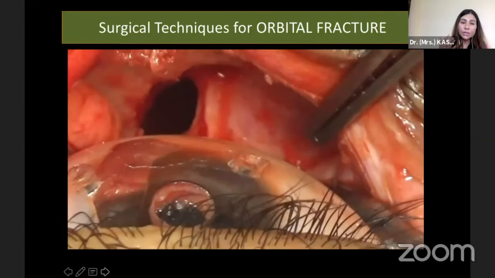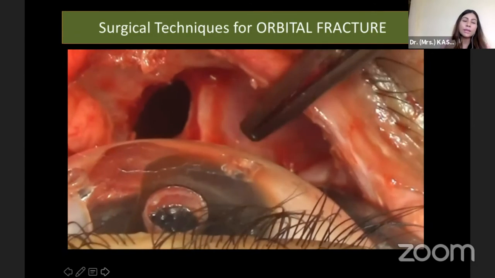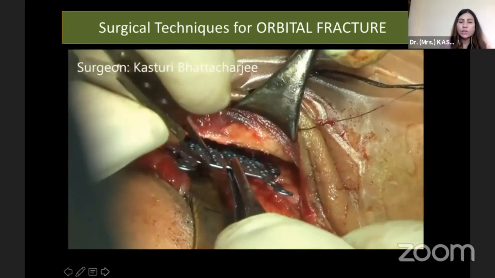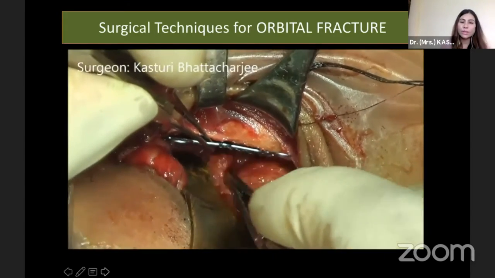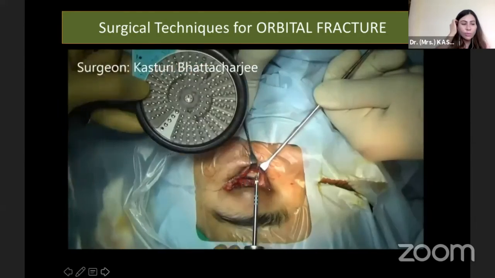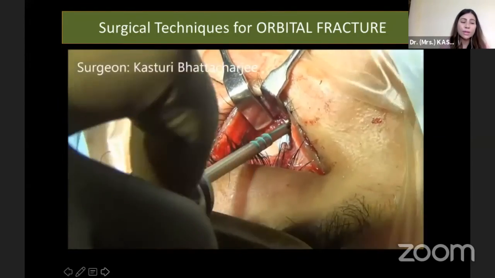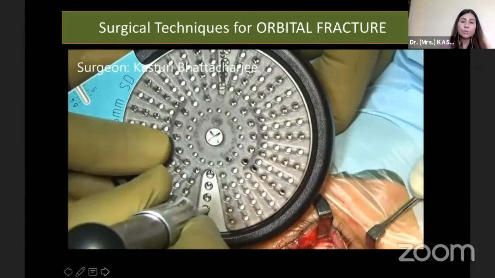It has very good tensile strength, and most important, you can do molding, you can do 3D contouring. And usually in children, we do not prefer the Medpor because it has multiple disadvantages, hematoma being one of the major disadvantages. And follow-up is difficult because the Medpor sheets are very radiolucent.